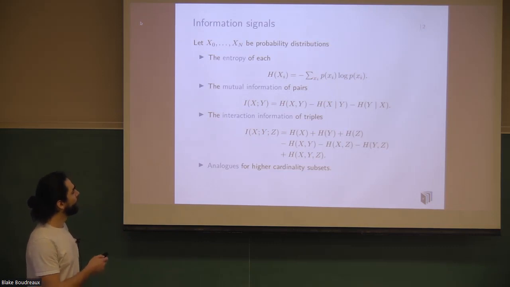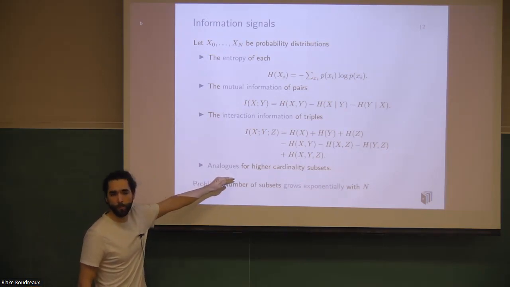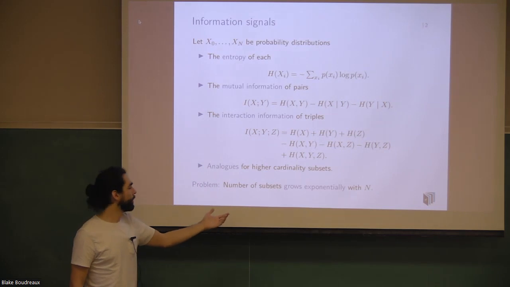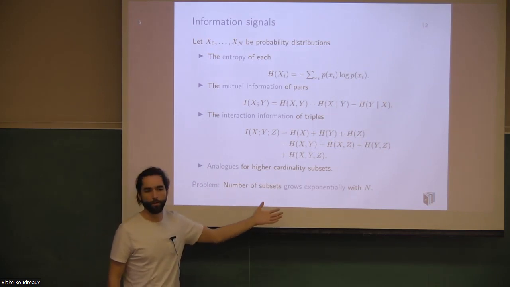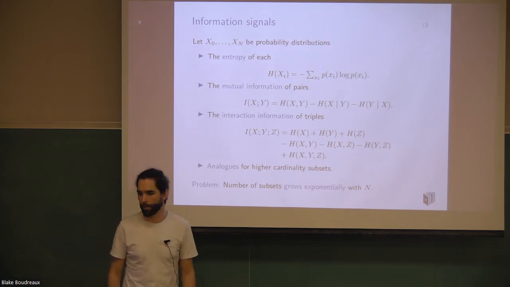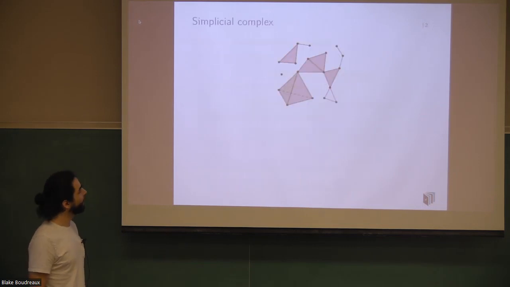Now, the problem when we want to go to this level is that if we increase n, the number of subsets of a given cardinality grows exponentially. And this is an issue if we want to use these tools in practice. So this is the problem that I would like to tackle today. And I want to do this using combinatorial topology.